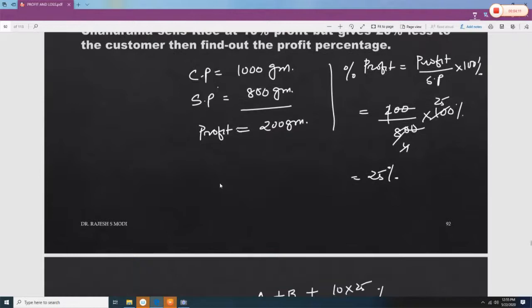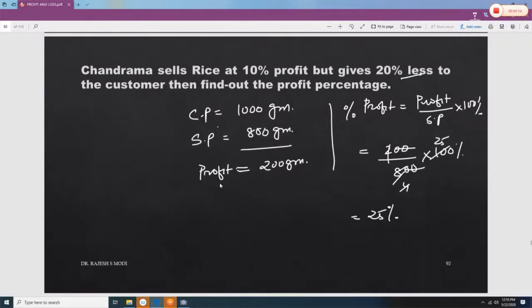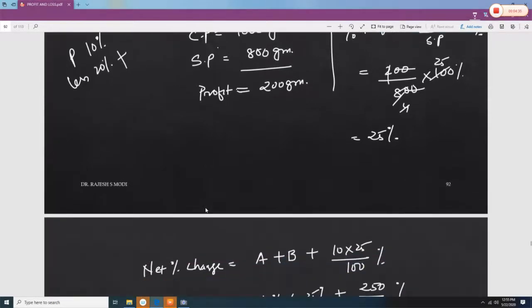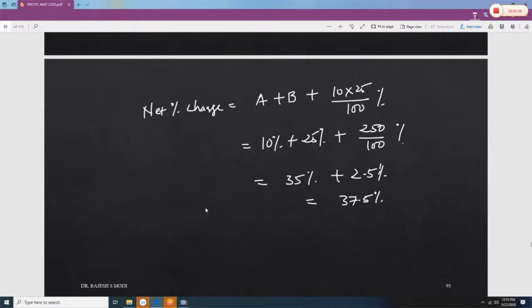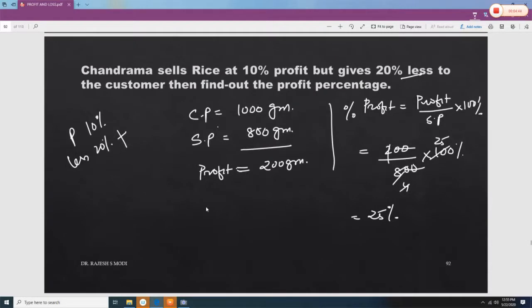Chandrama sells rice at 10% profit but gives 20% less. Now you see profit 10%, less weight 20%. Why is she giving less weight? To make more profit. So this is also a plus value. Are you clear? So this is also a plus value. So here we have to use the AB formula, 10% profit. But here 20% less to the customers, less weight to the customer.